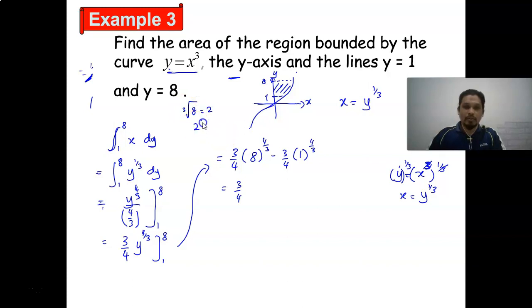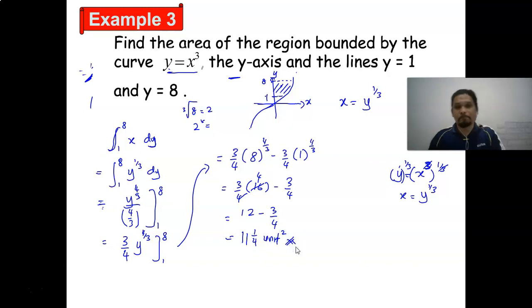Okay, so then 2 to the power of 4 equal to 16, minus cube root of 1 equal to 1, 1 to the power of 4 is 1, and then minus 3/4. 16 divided by 4 is 4, 3 times 4 equal to 12, minus 3/4 equal to 11 1/4 unit square. Get it? Okay. Next.